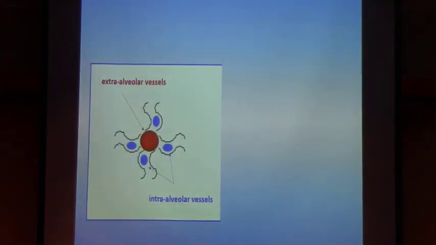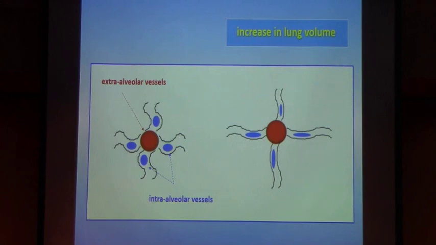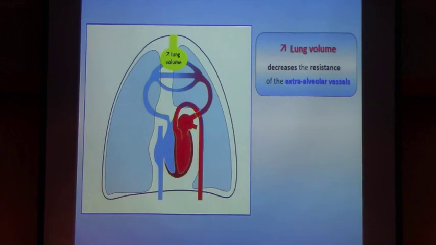What do I mean? I mean that in the lungs we have two categories of vessels. We have the intra-alveolar vessels and the extra-alveolar vessels. So when you increase lung volume by giving PEEP or by giving tidal volume, by definition you increase lung volume, and you dilate the extra-alveolar vessels, stretched, dilated, and you can compress the intra-alveolar vessels, which are directly submitted to the outside pressure, which is the alveolar pressure. So, you increase lung volume, you should decrease the resistance of the extra-alveolar vessels.